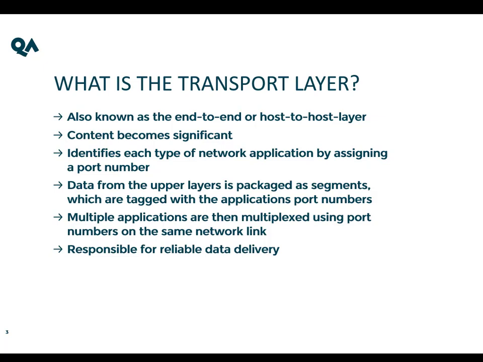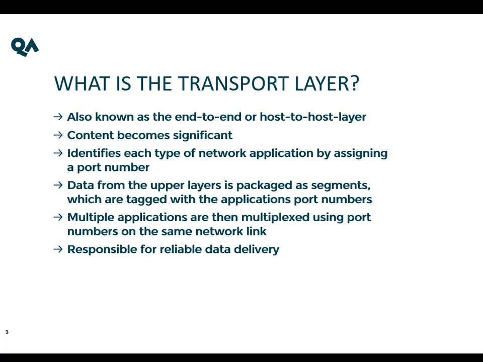Any given host on the network will be communicating with many other hosts using many different types of networking data. One of the critical functions of the transport layer is to identify each type of network application by assigning a thing called a port number. For example, data from the HTTP web browsing application can be identified as port 80, or port 443 if we're using HTTPS, while data from an email server will be Simple Mail Transfer Protocol, and that may be on port 25.